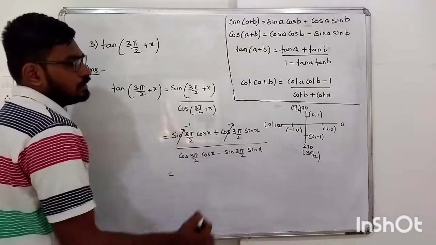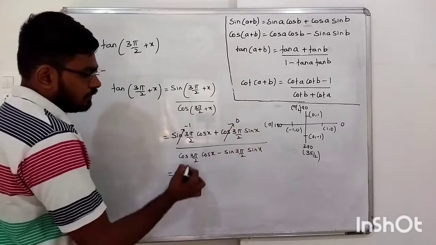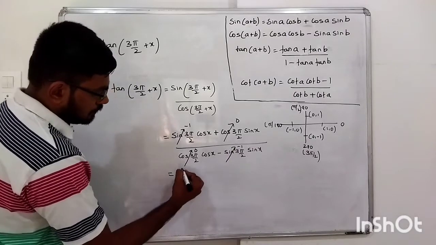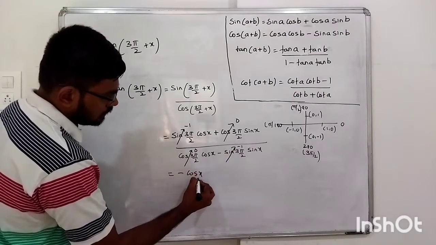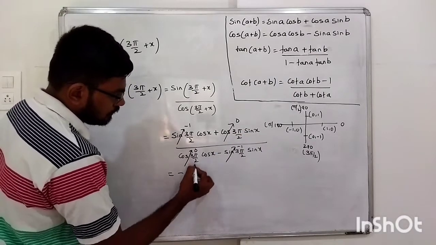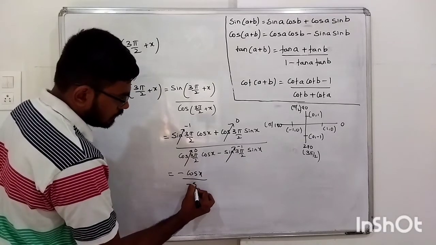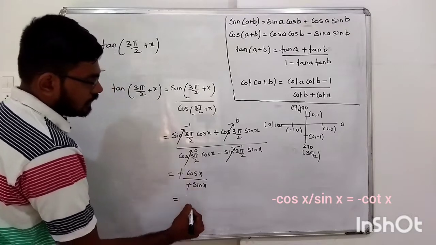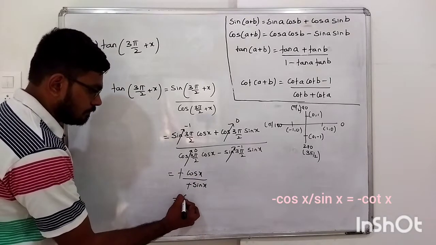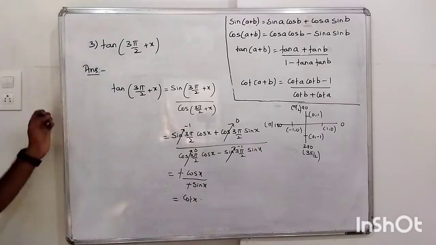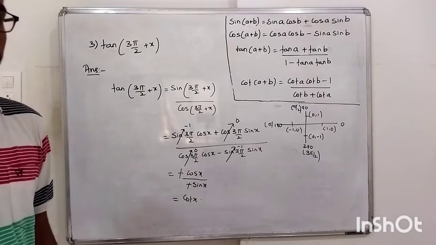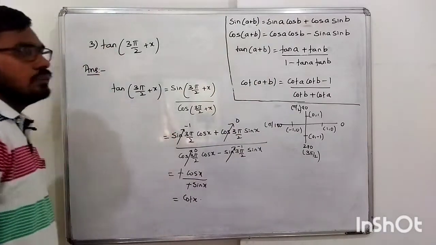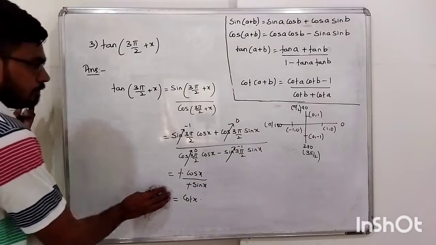Cos 3 pi by 2 is 0. Again, cos 3 pi by 2 is 0 and sin 3 pi by 2 is minus 1. So the minus cos x term becomes 0 in the numerator, and in the denominator the cos term becomes 0 and we get minus sin x. So minus minus cancel. This is cos x upon sin x, which is cot x. Okay, so this is the answer. And we can't solve this using the other formula, so drop that.